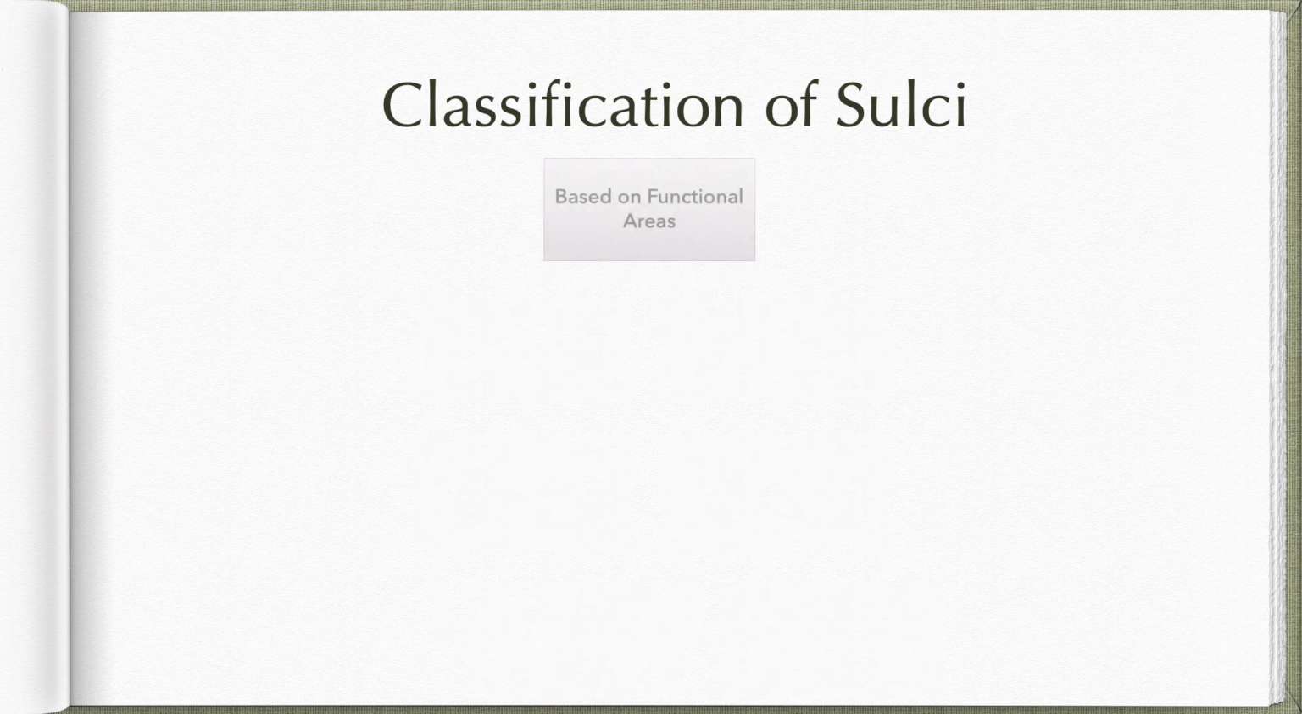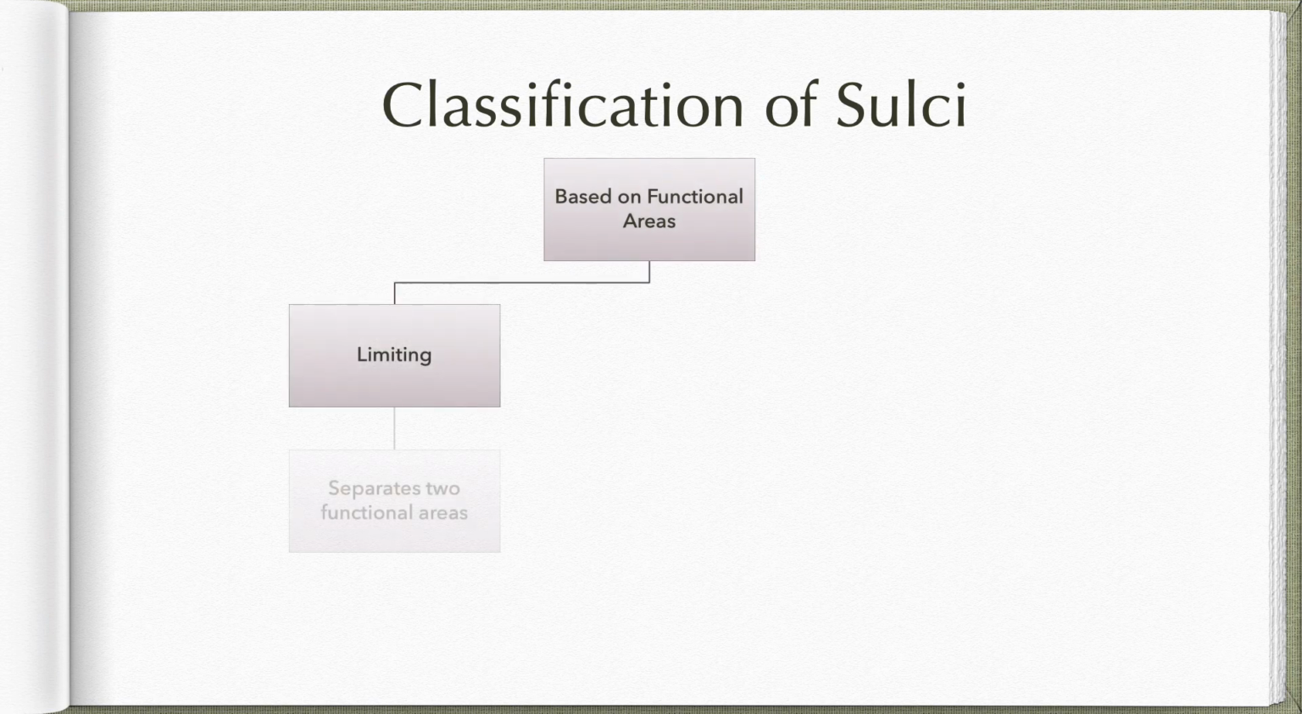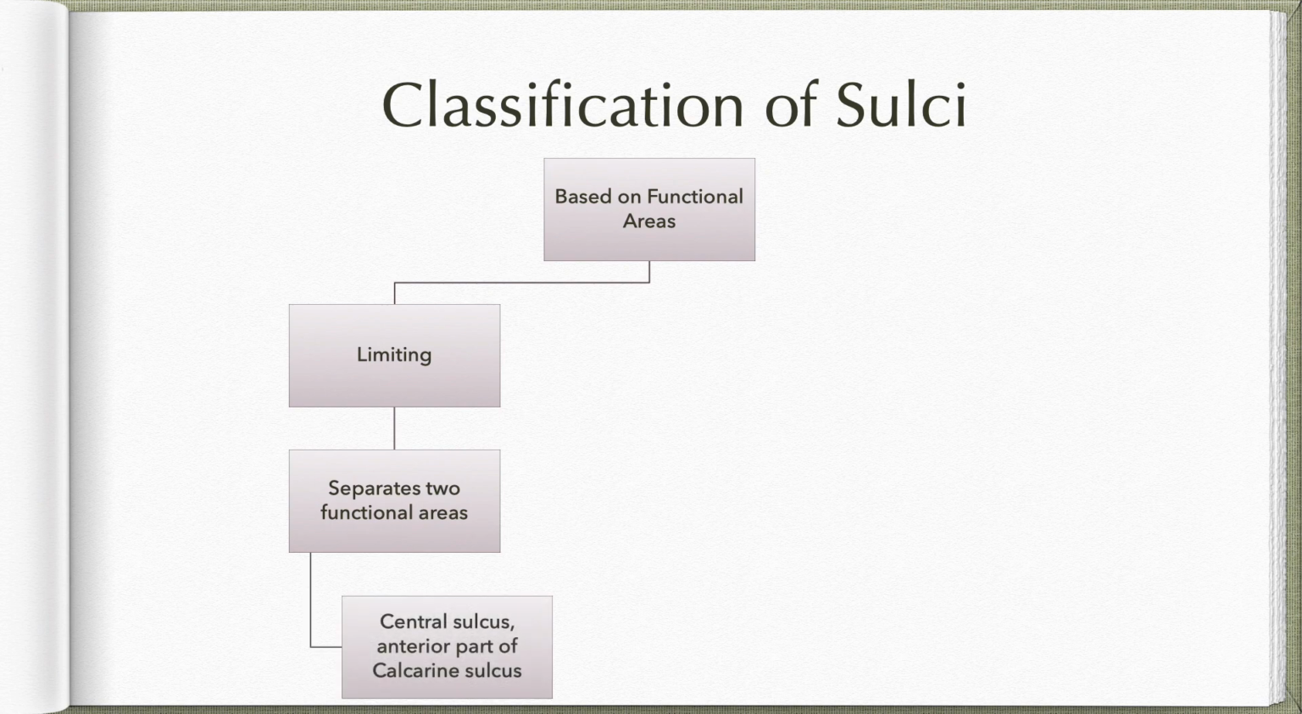Sulci can also be classified based upon their relation to functional areas. First, the limiting sulcus. A limiting sulcus separates two separate functional areas, so one functional area is in front of it and another is behind it. The classic example for that is the central sulcus, which has the precentral gyrus, a motor area, in front of it, and the postcentral gyrus, a sensory area, behind it. Yet another example is the anterior part of the calcarine sulcus.